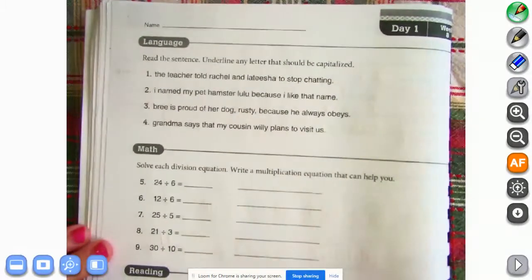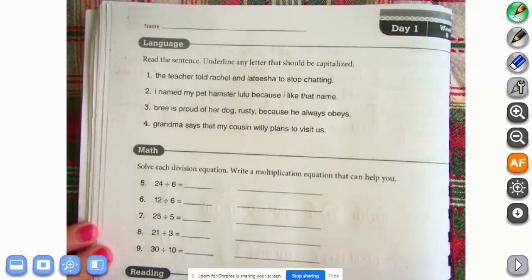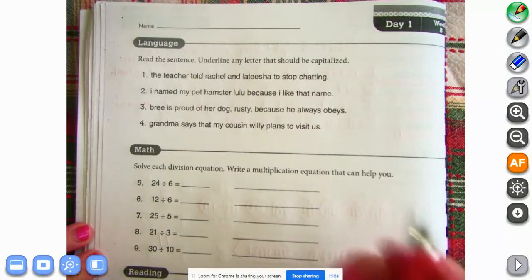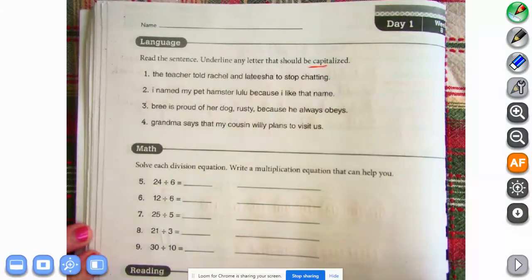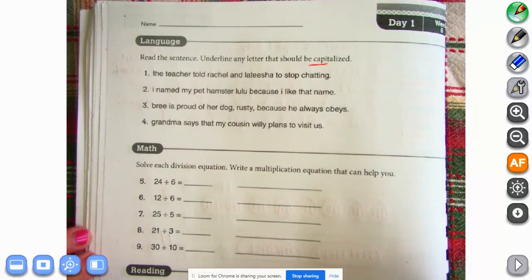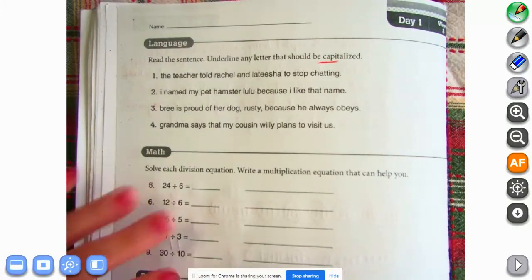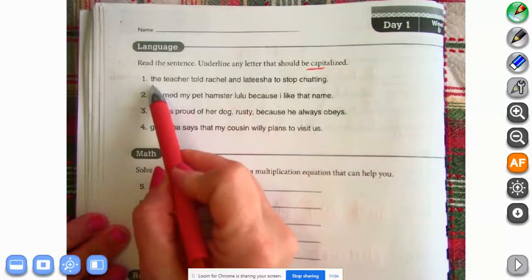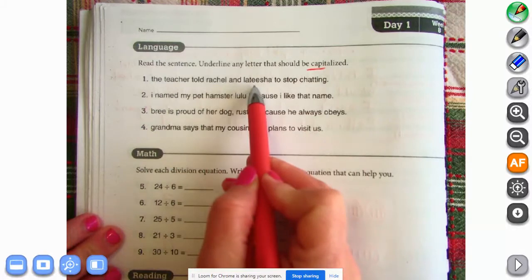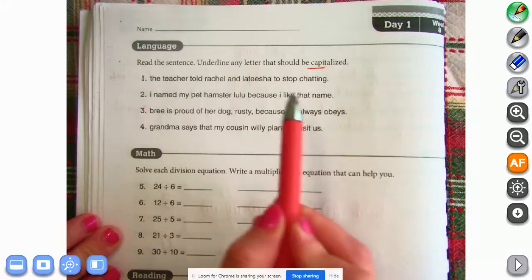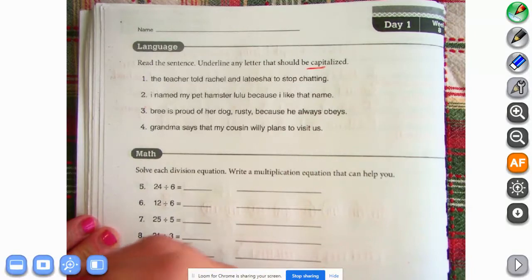All right, we are on to page 46 today. And it says, read the sentence, underline any letter that should be capitalized. Okay? So we're looking at proper nouns, which we've been talking about, and also how does a sentence begin? Remember that part. So the teacher told Rachel and Letitia to stop chatting. Underline the words that should be capitalized.